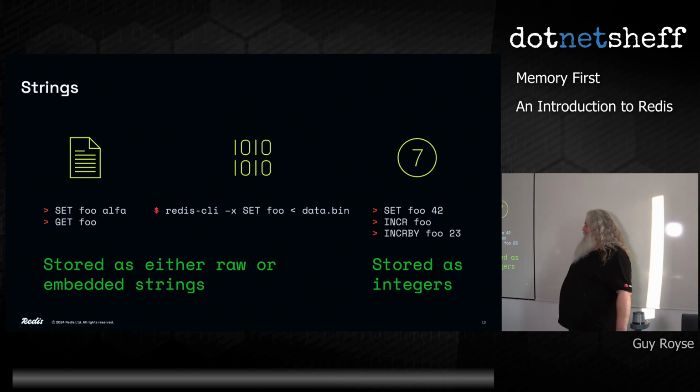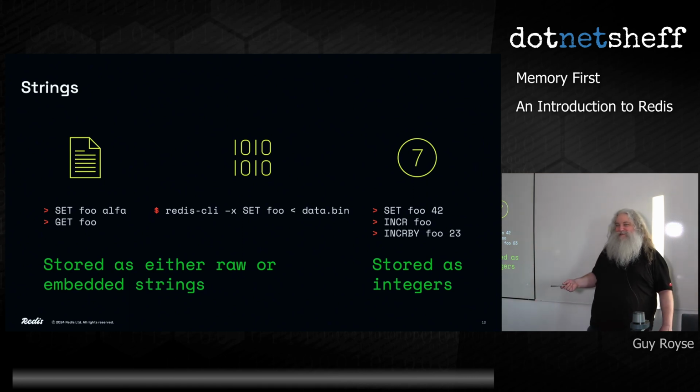And so if you call INCR on a key that doesn't exist, it sets it to 1 and returns it. If you call it again, you get a 2. Call it again, you get a 3. And so if you wanted to create serial numbers atomically, you could do that.